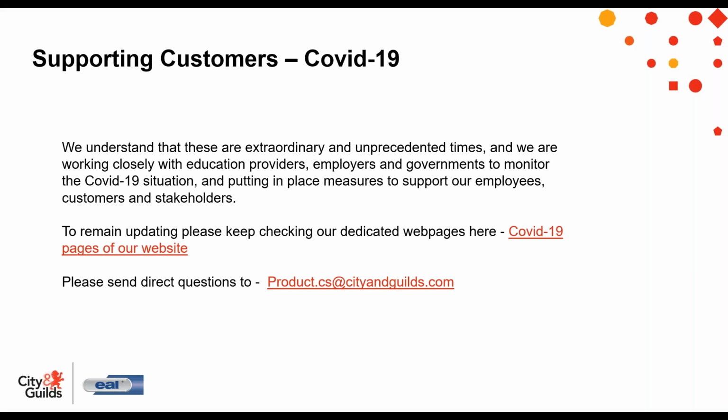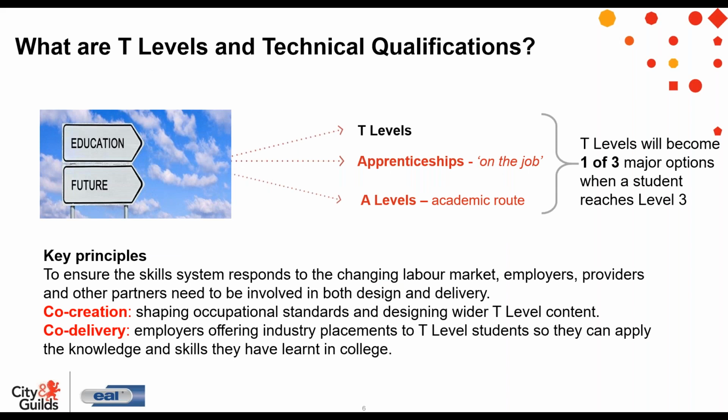Hopefully that covers any queries or concerns you may have regarding COVID and the situation that we find ourselves in. Just to give a broad overview of T-levels: it was driven by DfE and IfATE, and it was policy driven through a paper that was produced. It's one of three avenues or pathways that DfE is driving, which is T-levels, apprenticeships, and A-levels. The T-level is basically a mixture of your academic and your vocational. The key principle was to ensure the skills system responds to the changing labour market.